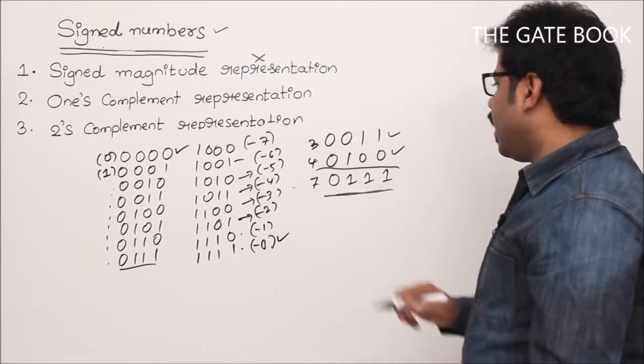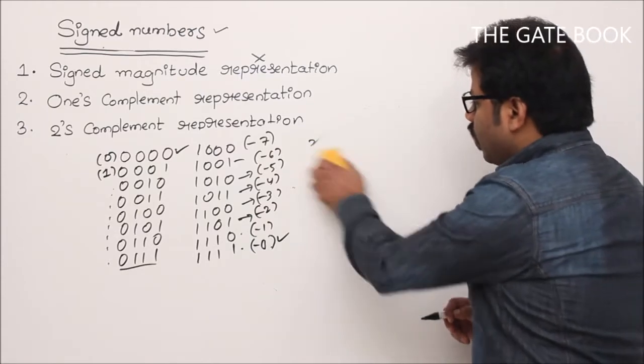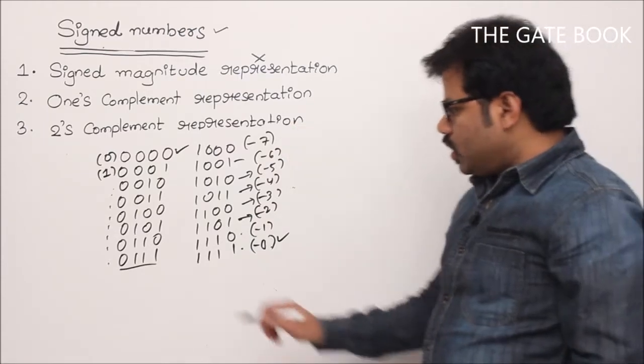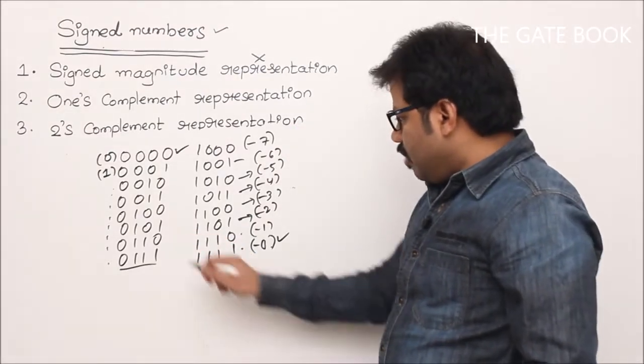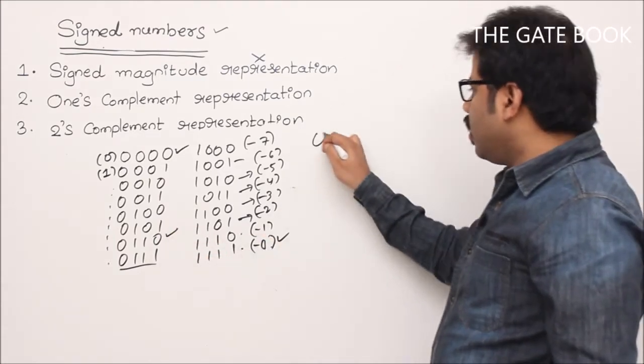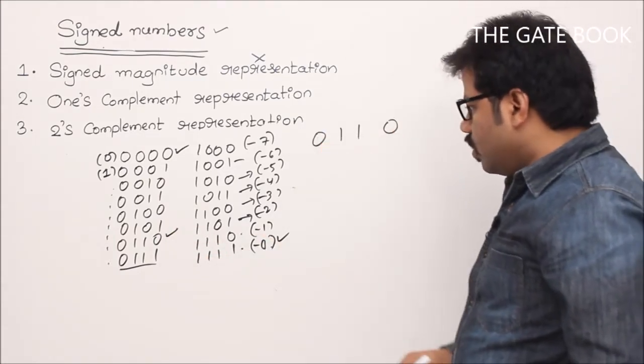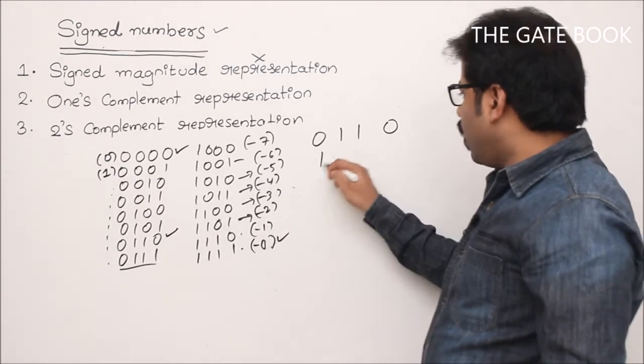So it's properly working. Now what about one positive and one negative number? We'll take one positive and one negative number. Let me take this one, 6. This is 0 1 1 0. The second one is minus 2, 1 1 0 1.